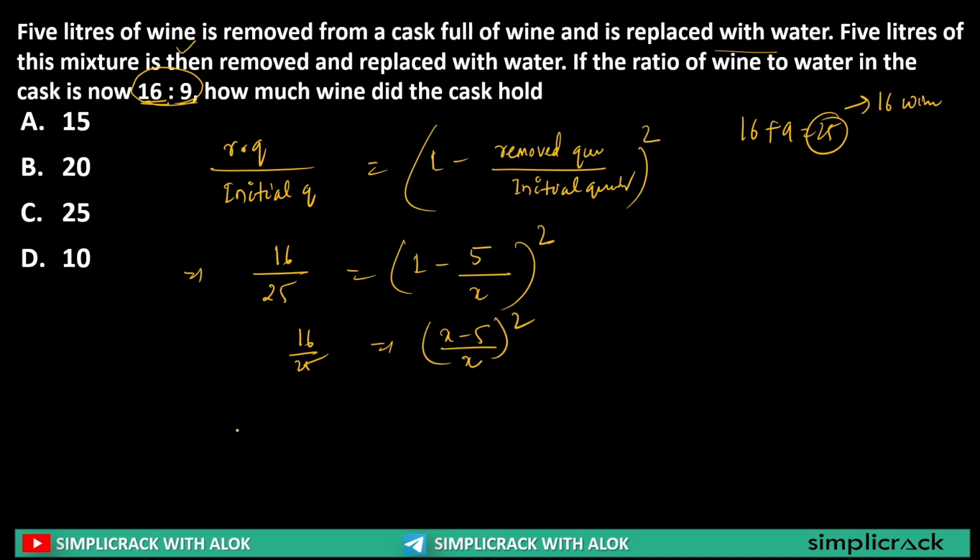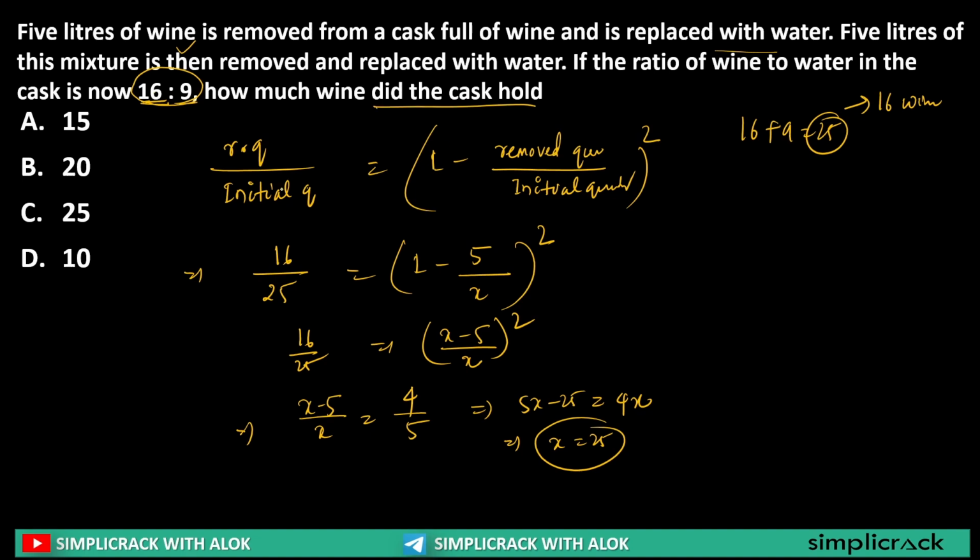That's the formula. Now if I have to take out the square, I will take the square root on both sides. So (x minus 5) by x is equal to what? Square root of 16, that is 4. Square root of 25, that is 5. If I cross multiply, it will be 5x minus 25 is equal to 4x, or I can write x is equal to 25. So x was what? x was the initial quantity of wine. How much wine did the cask hold? That is 25. That's it.